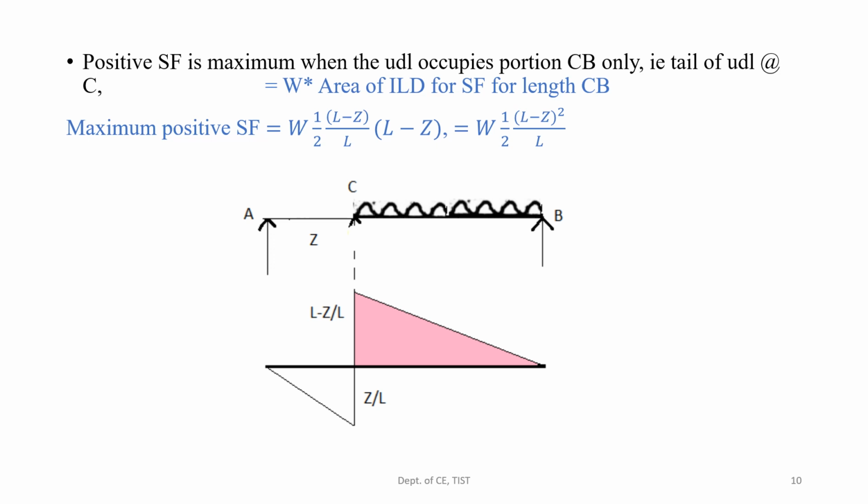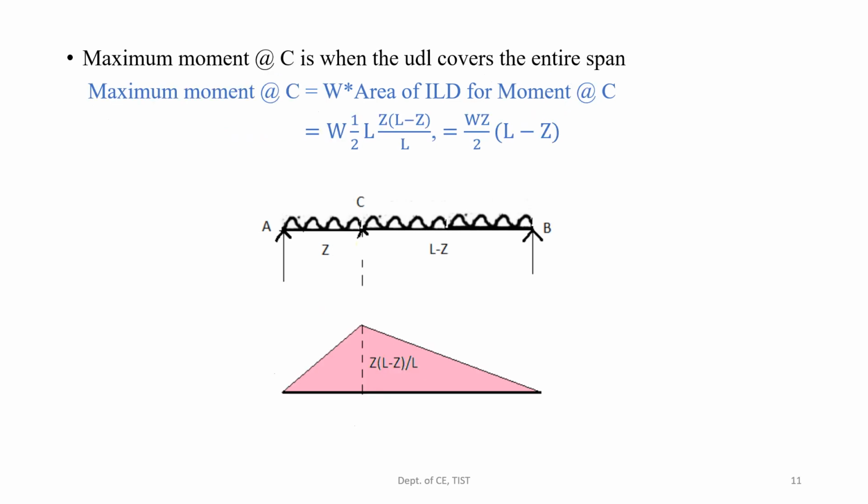Okay. Then coming to the maximum value of bending moment. That appears when the UDL covers the entire span. So place the UDL on the entire span. The length of the beam is L, or the length of this UDL or the shaded area is L. Just find the area of this triangle, that means half into L into Z into L minus Z by L, into L, that means the intensity of load. You will get the maximum bending moment at the section C. So that's equal to W by 2 into Z into L minus Z.